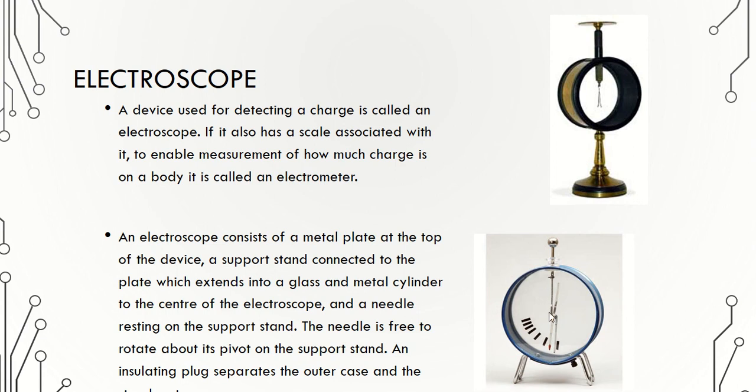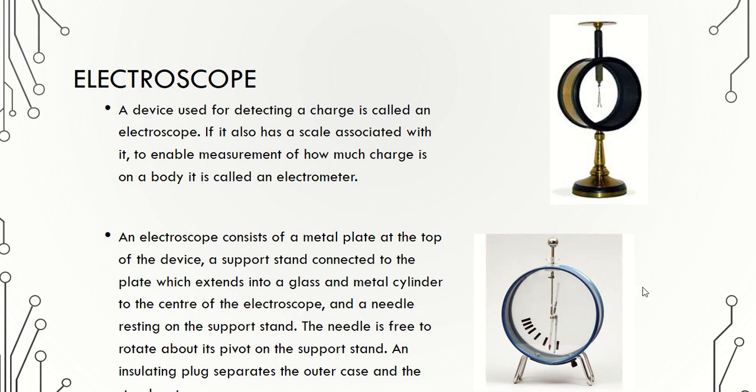Some of them, these ones, have a bit of a scale, so you can see how strong the charge is. These ones are called electrometers when they have some sort of scale. Now, basically, the parts of an electroscope, you have a metal plate at the top, a support stand connected to the plate. Now, it extends into the glass and the metal cylinder, and this we refer to as the needle. So this here is the needle.